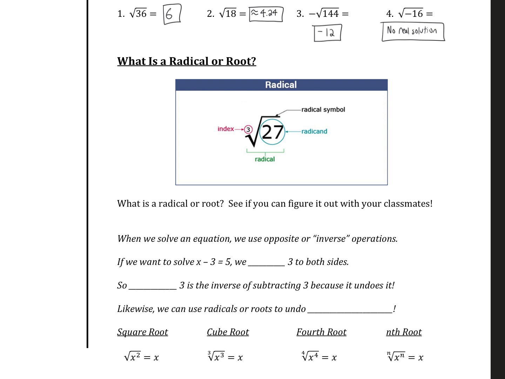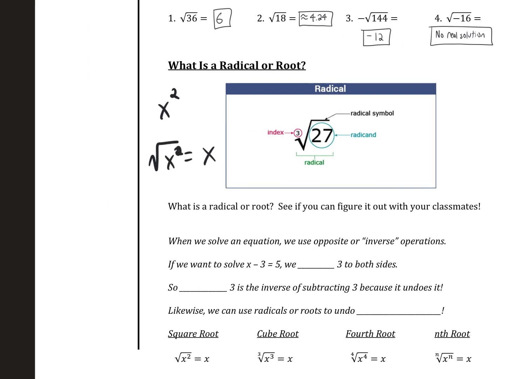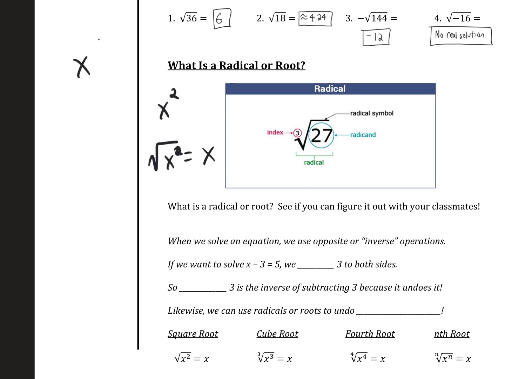So a radical or root is kind of like the opposite of like x squared. So if you do x squared, the square root of x squared, it just gives you x, right? So basically it's like the inverse operation of a square, right? And if you had x to the fourth, if you do the fourth root of x to the fourth, that's going to give you x, right? So basically it's like the opposite inverse operation of an exponent, okay?